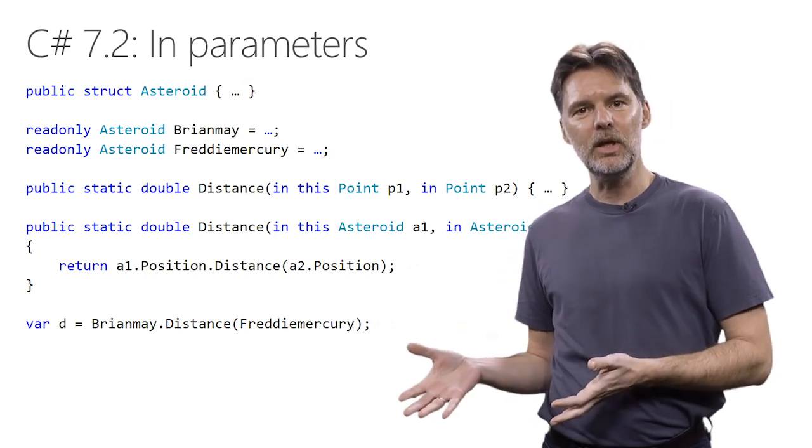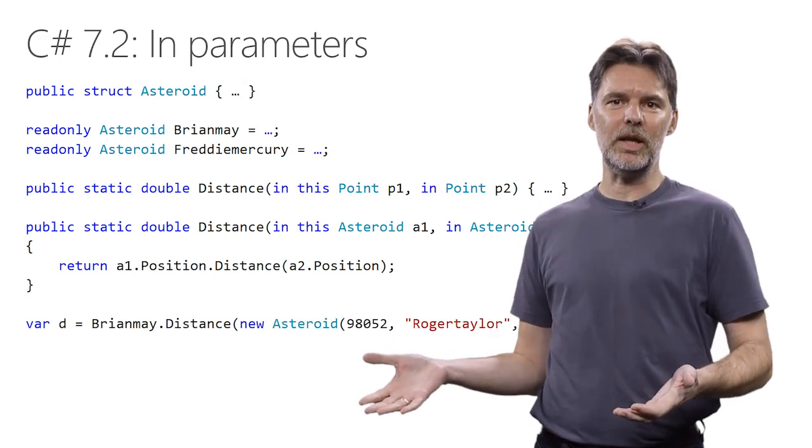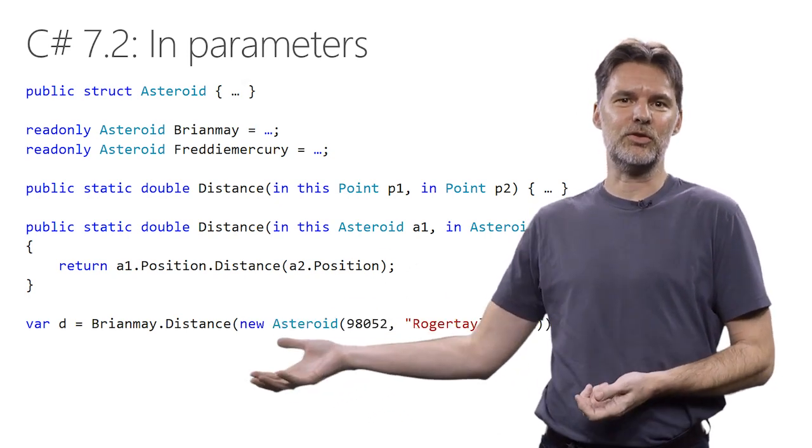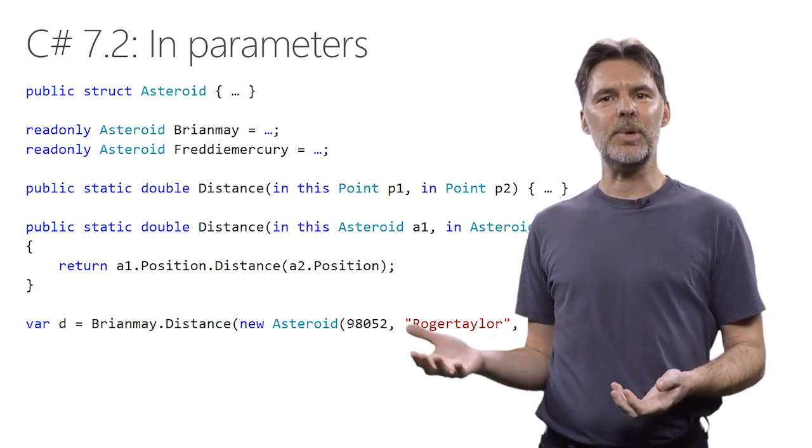And actually, for that reason, we don't even require the argument to be a variable. If you pass a computed struct value, such as a fresh asteroid here, then the compiler will automatically allocate a temporary variable for it and pass a reference to that.